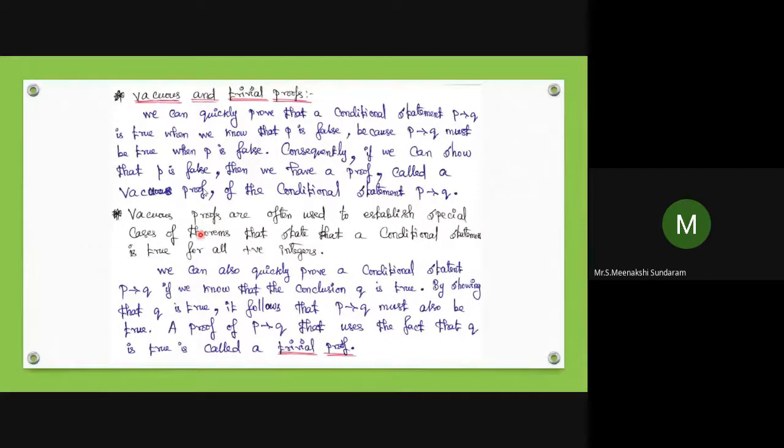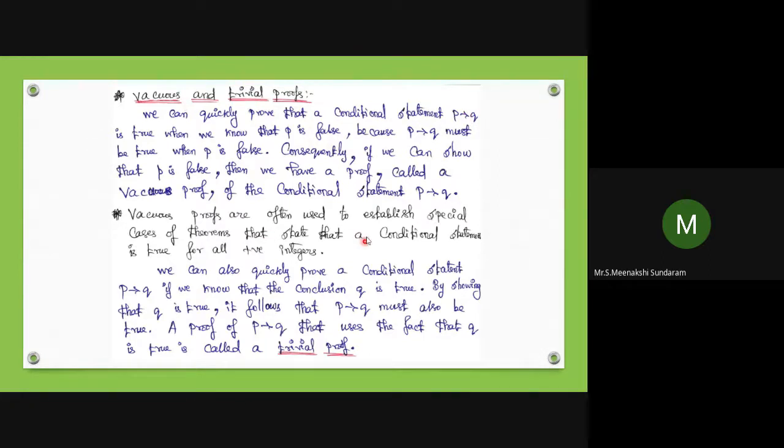Next, we can also quickly prove a conditional statement P implies Q if we know that the conclusion is true. In a vacuous proof the input, the hypothesis, is false, and then we don't bother about the conclusion. The conditional statement is always true. Trivial means the conclusion is true. Actually the truth table is false only for true, false. If the conclusion is true, we don't bother about the input. In a vacuous proof, the input is false and we don't bother about the output.